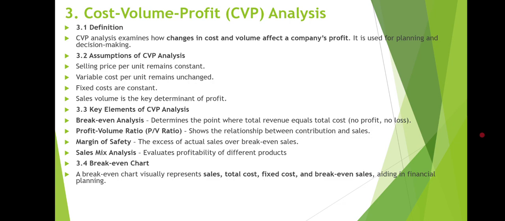Next we have the key elements of CVP analysis, in which we have break even analysis, which determines the point where total revenue equals total cost, that means where there is no profit and no loss. This is called the break even point. Next we have the profit volume ratio, that is the PV ratio, which means the relationship between the contribution and sales. Next we have margin of safety, to assess the actual sales over break even sales.